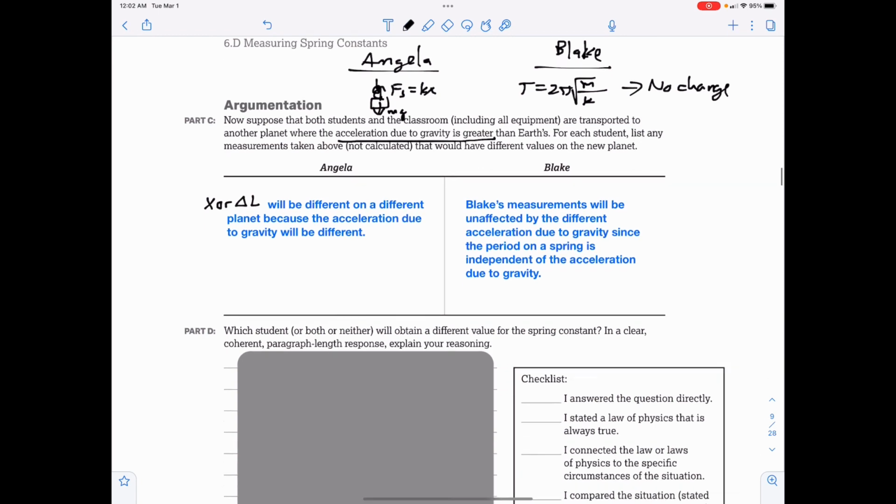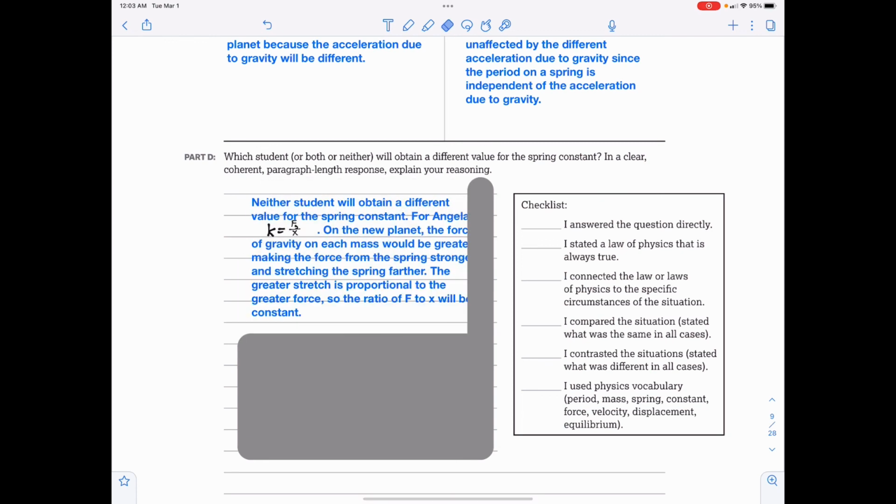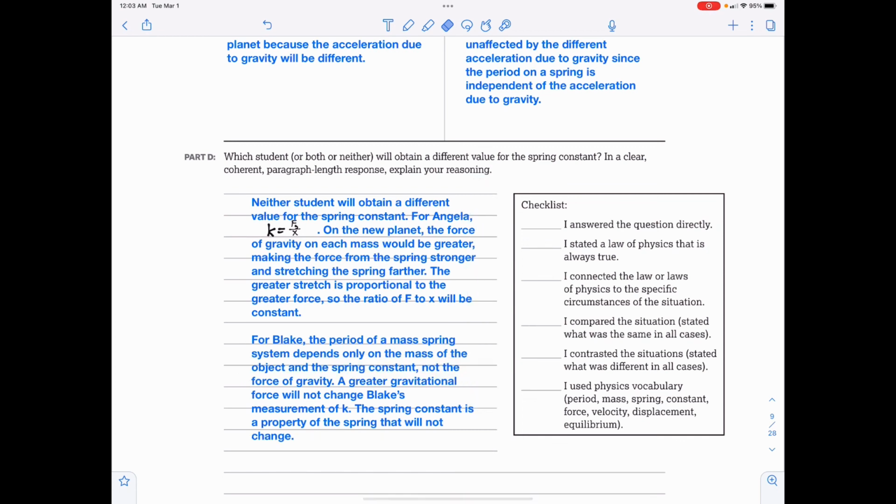Okay, part D. Which student, or both, or neither, will obtain a different value for the spring constant? In a clear, coherent paragraph length response, explain your reasoning. Neither student will obtain a different value for the spring constant.